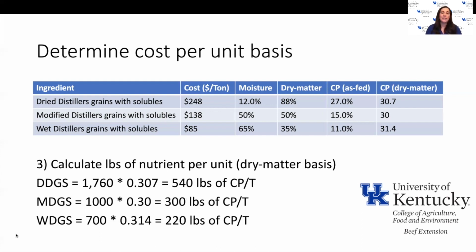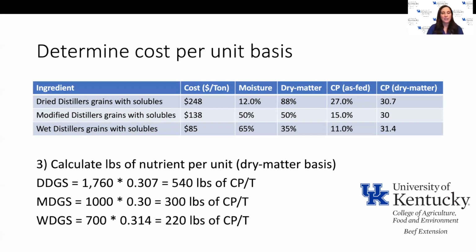So now we need to calculate the pounds of our nutrient per unit that we're talking about on a dry matter basis. So now we're trying to calculate the pounds of crude protein that are in that dry matter in the 1 ton of product that we're looking at purchasing. So if you take dried distillers grains, we've got that 1,760 pounds of dry matter that we calculated on the last step. We know that on a dry matter basis, it's 30.7% crude protein. So if we multiply those numbers, we're getting 540 pounds of crude protein on a dry matter basis per ton of dried distillers grains that we're purchasing.